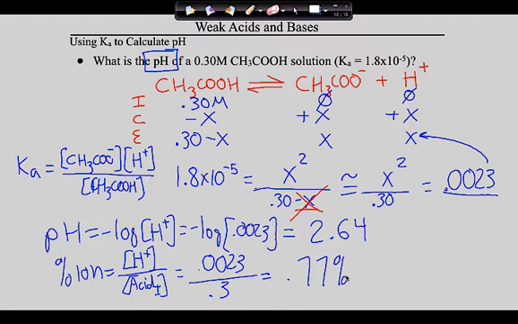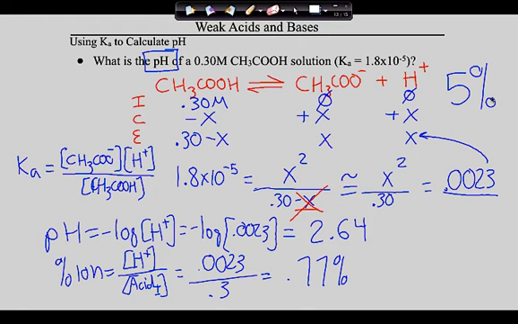0.77%. So we now know that it was appropriate to get rid of that X because it's so small. But the problem is that in order to verify that it is that small, what we really should do is solve the equation using the quadratic formula, find out what the percent ionization is, and then if it was small enough, we could go back and say, well, we really didn't need to do that. We could have just got rid of it. But that's stupid. So guys, here's the rule.